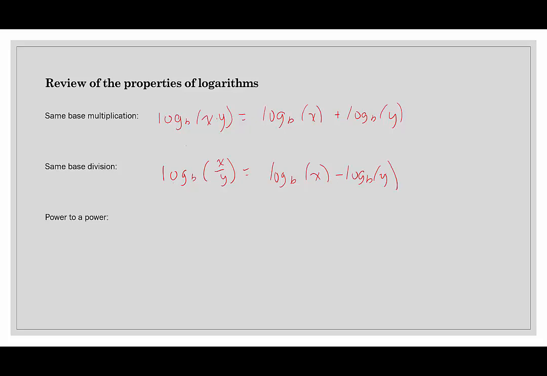And lastly, if we have power to a power, so if we have a base with an exponent and then we have a power outside of that, what do we do? We multiply the powers. That'd be something like this. This one's a little bit funky. What we do is we take the power of the argument and we write it as a product, so it becomes y times log base b of x. So we're multiplying the powers, which seems a little bit wonky, but that's what we do.